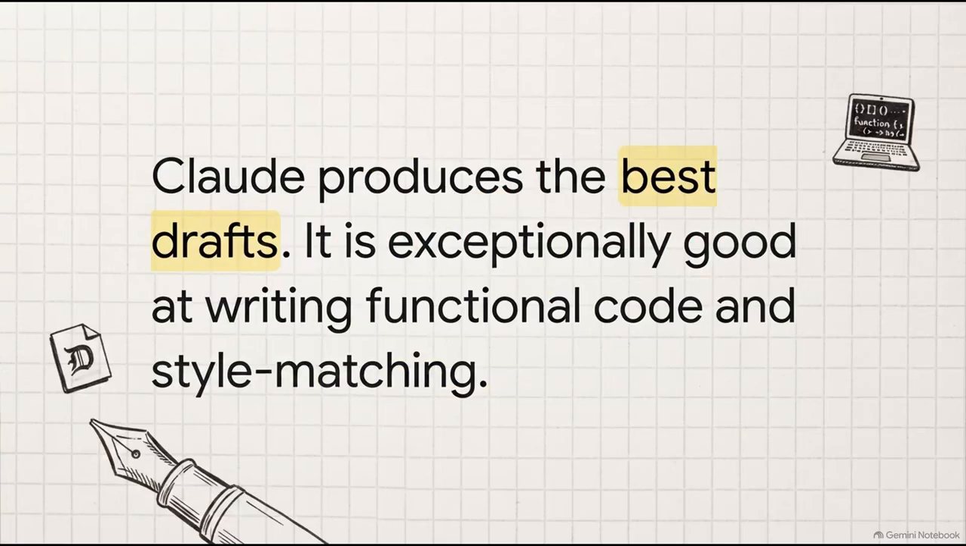And rounding out the big three, we have Claude. Claude produces the absolute highest quality first drafts, period. It's also exceptionally good at writing functional code and style matching. So when you need to tighten up a tough argument or write a script that actually sounds like a real human or generate working code on the very first try, hand it over to Claude. If you feed it a few examples of your past emails, it replicates your exact tone almost perfectly. Say goodbye to that clunky, robotic AI speak.